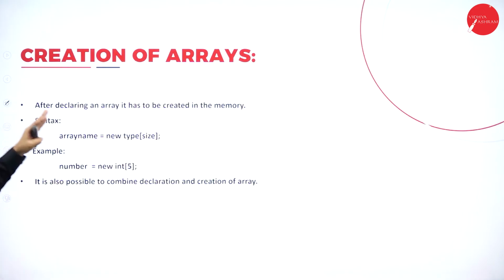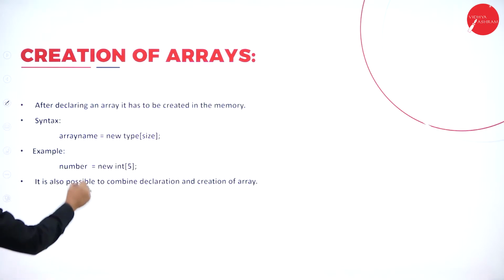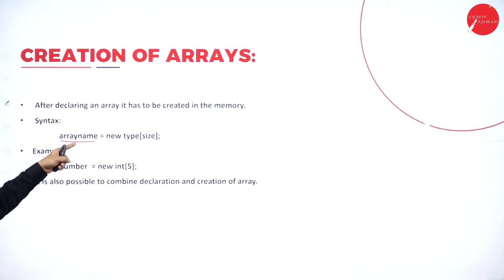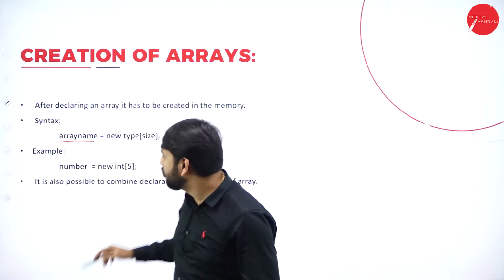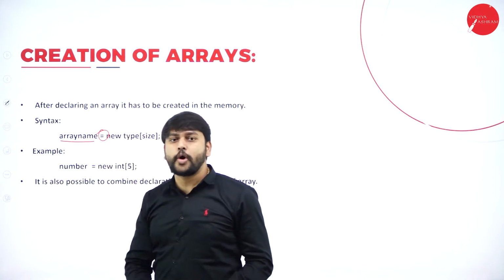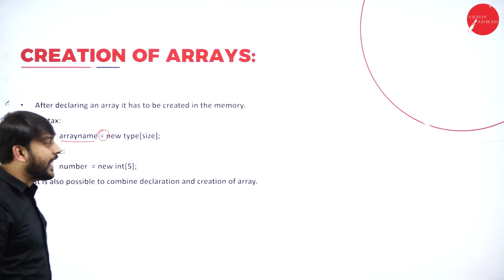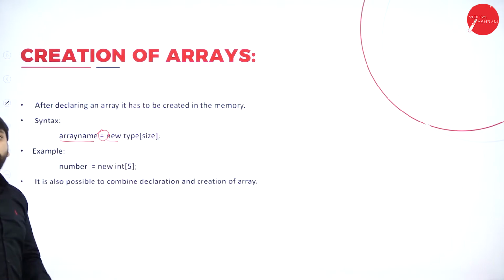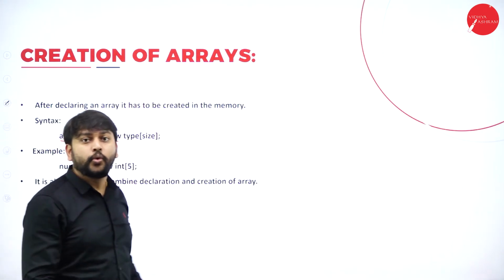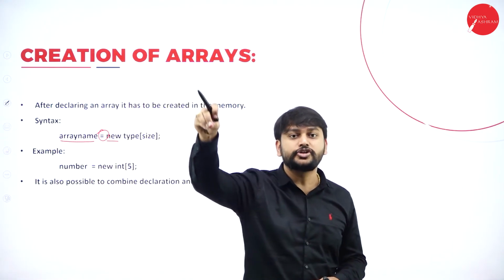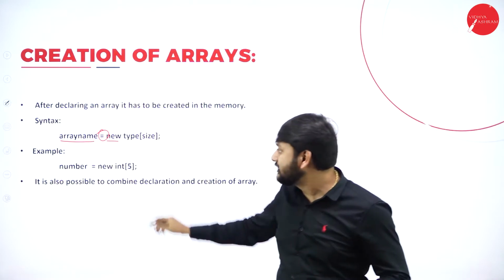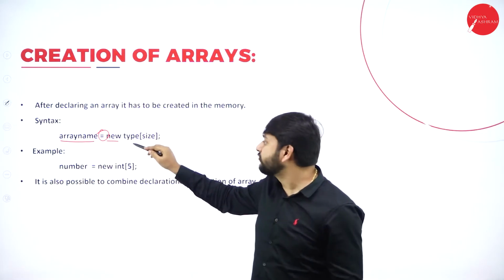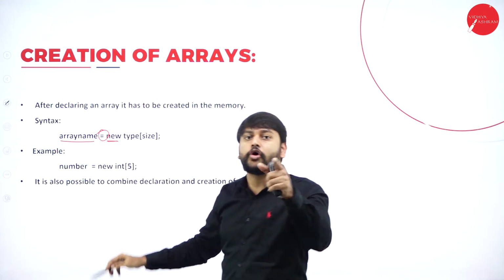So guys, creation of the array. Please observe here, what do I have? I have the variable name, that is the array name. After that, you are using the assignment operator. What are you using? You are using the assignment operator. And followed by that, I have the keyword called new. So we are trying to allocate the memory for this variable with the help of the keyword called new.